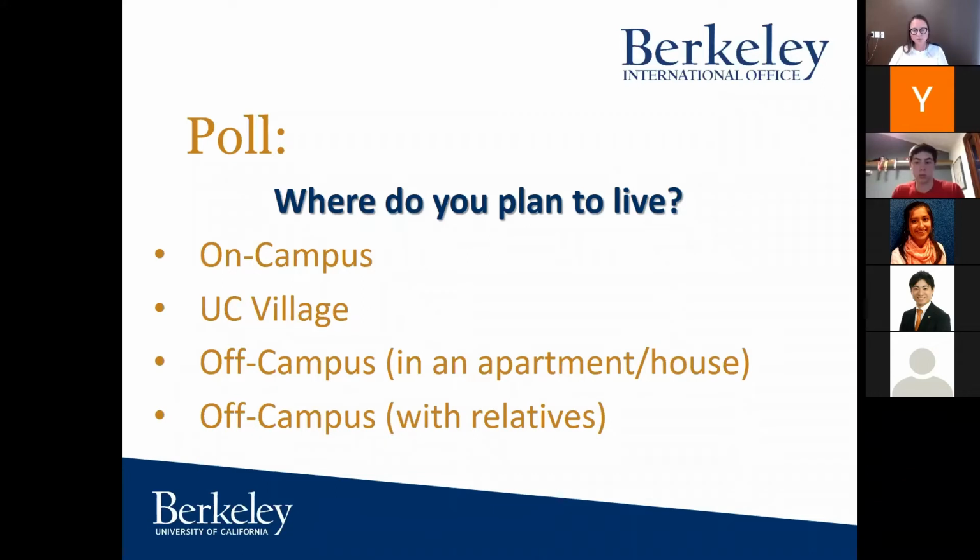All right, so, oh, we've got another poll. So let me just move this. Okay, so I want to know, where do you plan to live? Are you going to live on campus in UC Village? That's the student family housing that I was talking about. Off campus in an apartment or a house, or off campus with relatives. So I just sent that poll. So go ahead and let me know what you're thinking, or what sounds the best for you.